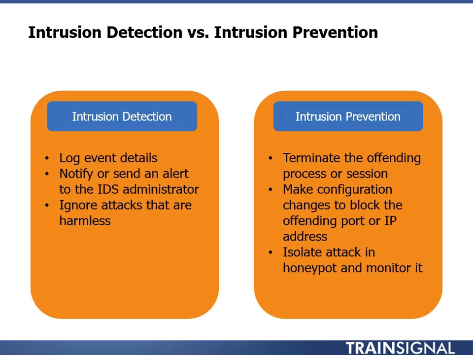They both detect attacks in the same way. An intrusion detection system simply logs the events, maybe notifies an administrator, and waits for a human being to do something. An intrusion prevention system can actually initiate an active response without the human being having to do anything.